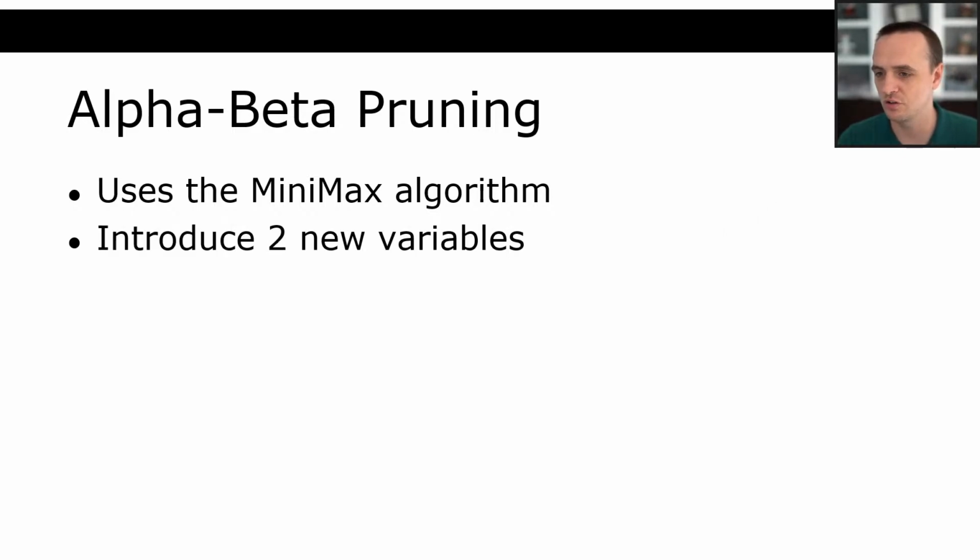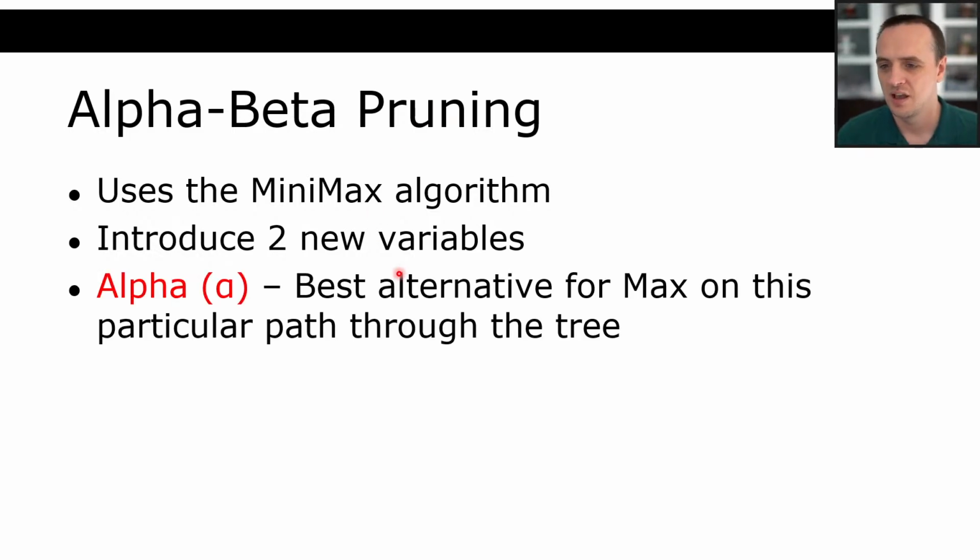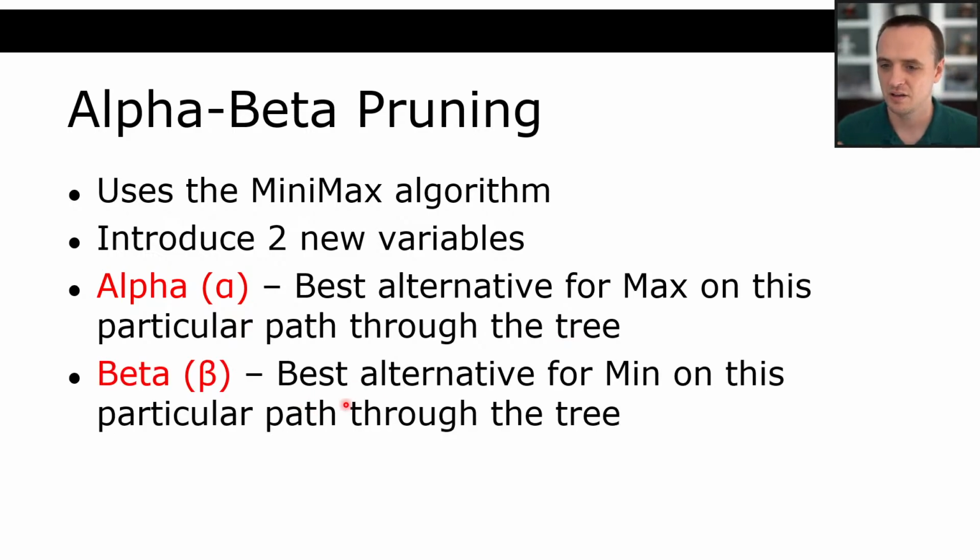And the way we're going to do it is to introduce 2 new variables. Who can guess what those 2 new variables are going to be called? Right? Alpha. So alpha is the best alternative for max on this particular path through the tree. Okay? So alpha was that greater than or equal to 2 that we were looking at. Beta is the best alternative for min on this particular path through the tree.